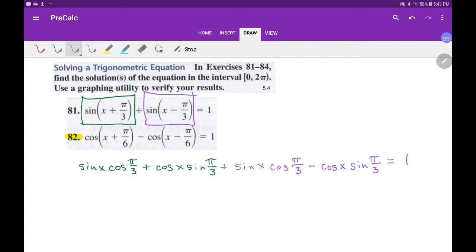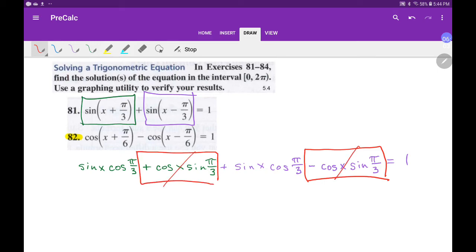So, let's see here. What happened? Did we get the same kind of canceling action? It looks like we did. This right here is the same thing as this right here. And they're going to take each other out, right? One's positive, one's negative. And we're going to end up with 2 of these, sine x cosine pi over 3.